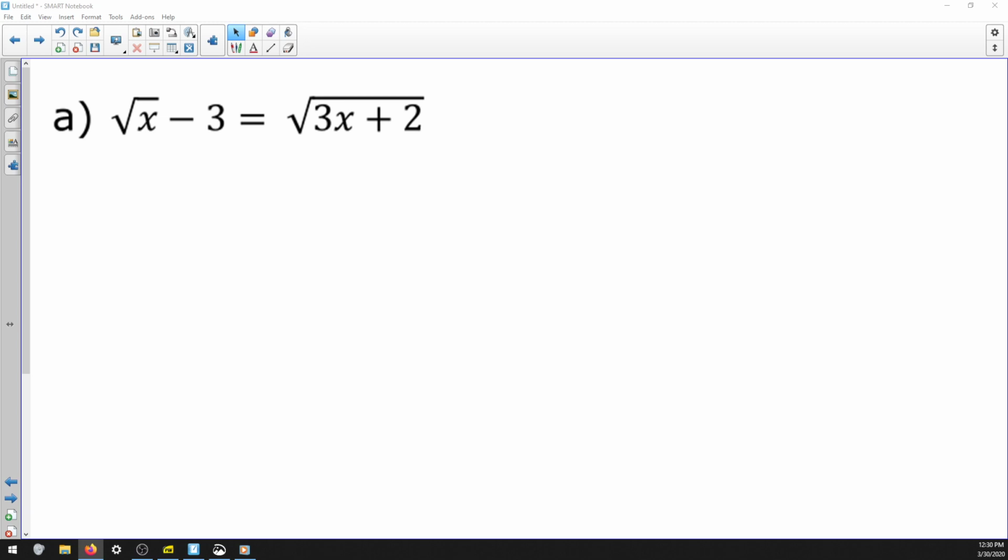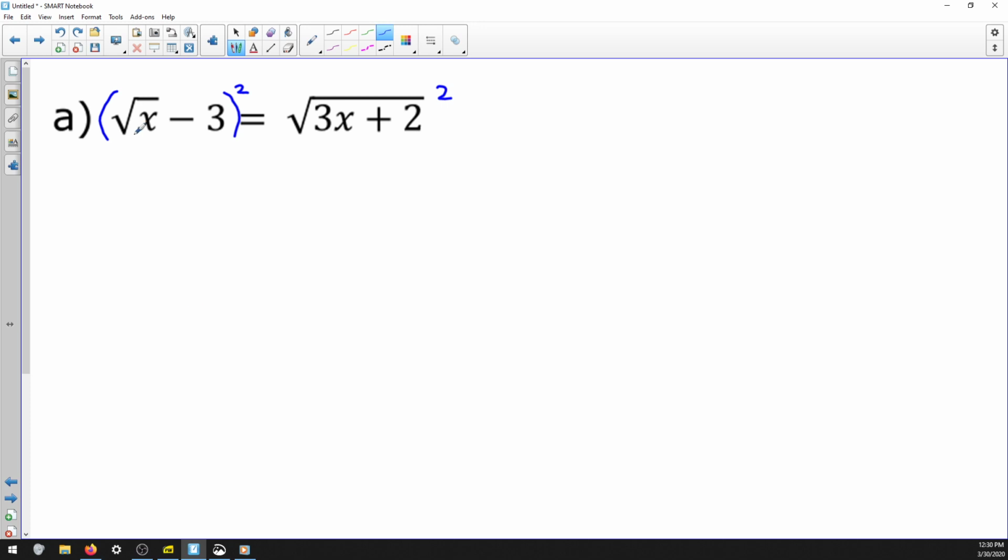This is a strange problem where there are radicals on both sides. So I can't get all of the radicals alone. I have to deal with them separately. I'm going to look at this problem and say the thing on the right, the square root of 3x plus 2, is already alone. There's nothing on the right-hand side of the equal sign. So I'm going to start off by squaring this radical away. But when I do that, I'm going to have to take this entire left-hand side and square it as well.